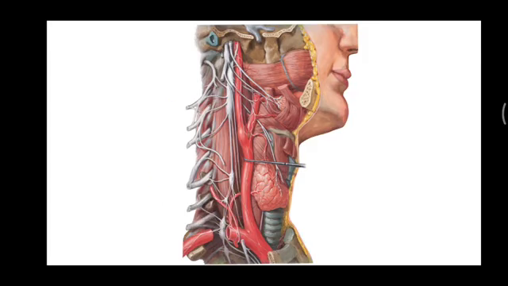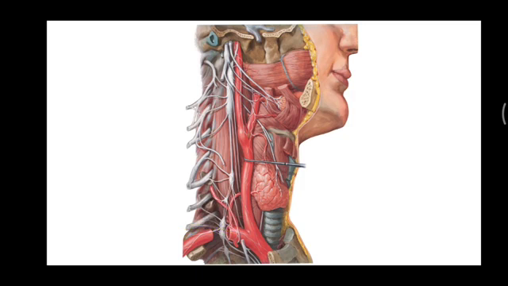We can see the cervical nerves in this diagram. Let's identify them. This is first cervical nerve C1, this is C2, this is C3, this is C4, C5, C6, C7, C8, and the first thoracic nerve, that is T1.